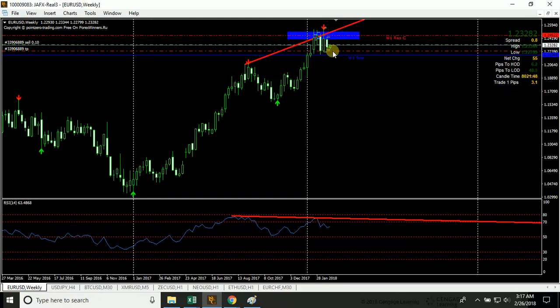So that's what divergence means. Divergence means when you have price forming higher highs, but the momentum forming lower highs. If it was dropping, it'd be basically flipped the other way around. Price would be forming lower lows, while the momentum down here is forming a higher low.